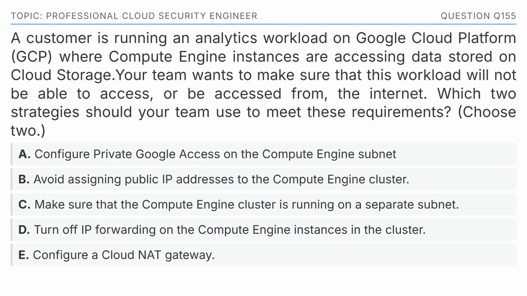Choose 2. The options are: Option A, configure Private Google Access on the Compute Engine subnet. Option B, avoid assigning public IP addresses to the Compute Engine cluster. Option C, make sure that the Compute Engine cluster is running on a separate subnet. Option D, turn off IP forwarding on the Compute Engine instances in the cluster. Option E, configure a Cloud NAT gateway.